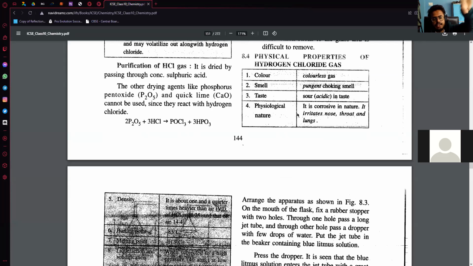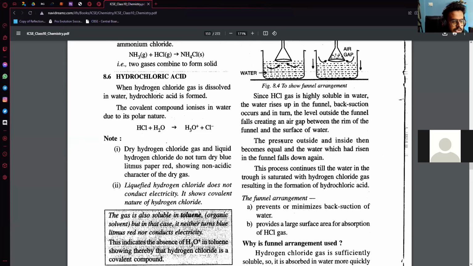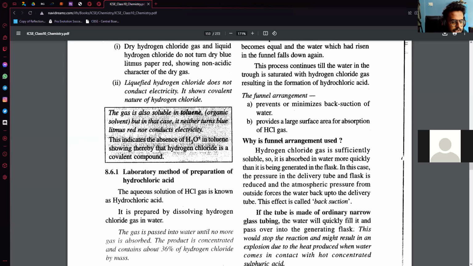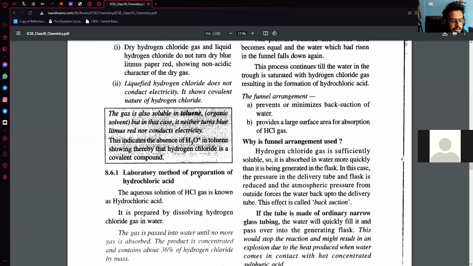But there is an inverted funnel experiment that I want you guys to study by yourself. I don't know where that experiment is, but I think I have it in this book. This one, hydrochloric acid, laboratory method of preparation of hydrochloric acid. So I want you guys to read this by yourself.